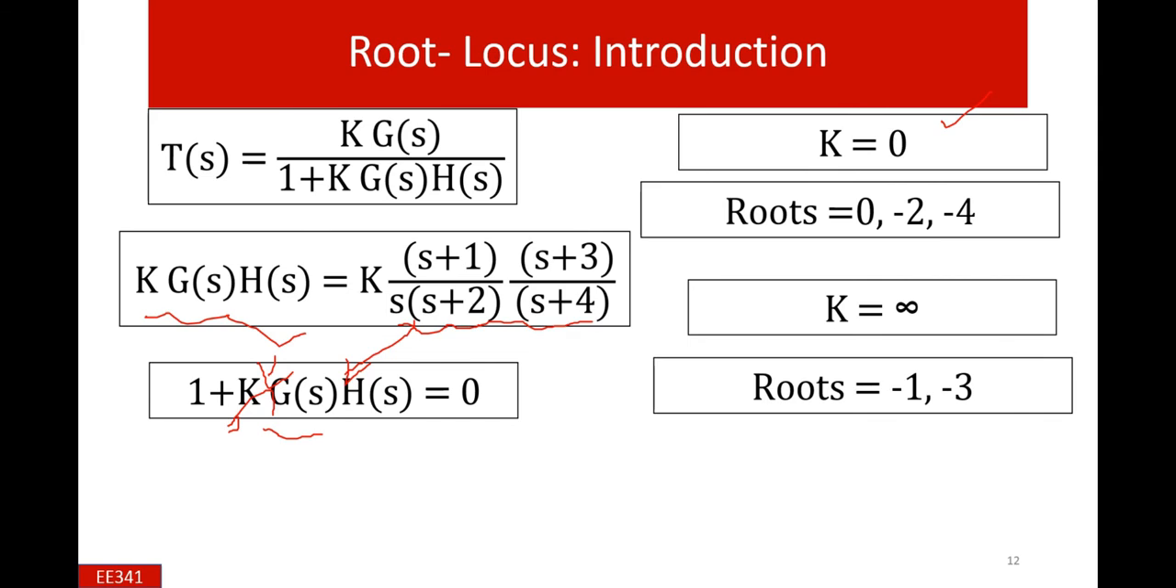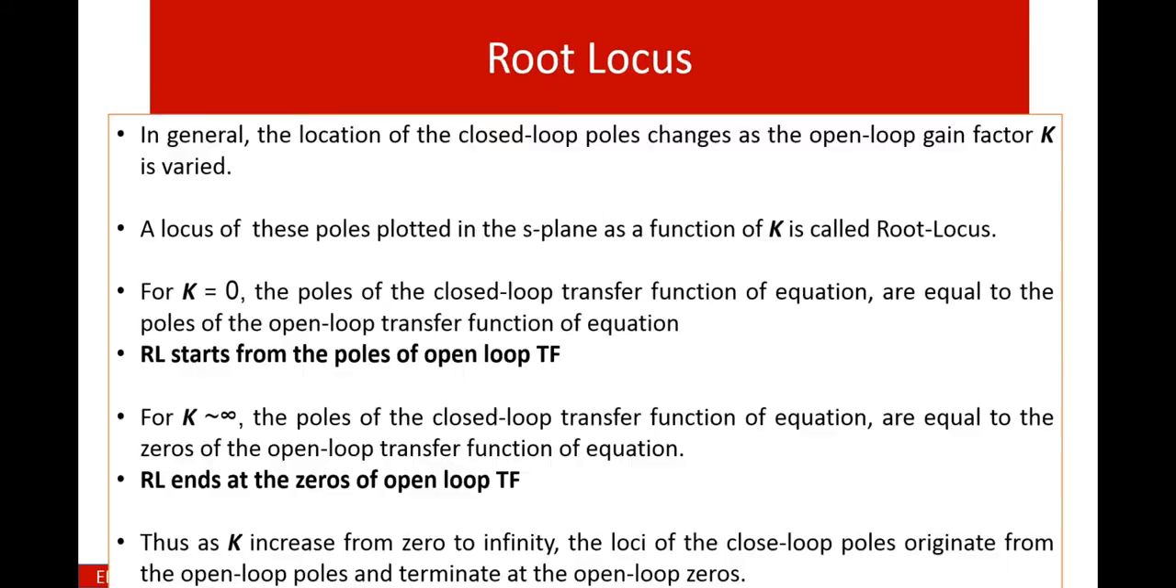Usually the number of poles is greater than the number of zeros in the open loop transfer function. So this usually happens, and this is the concept related to the Root-Locus, and this is the starting point of the Root-Locus. The whole story of the Root-Locus is clear from these statements.